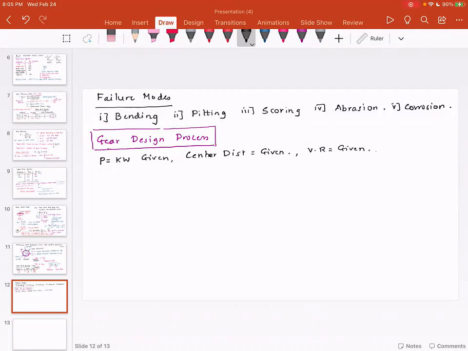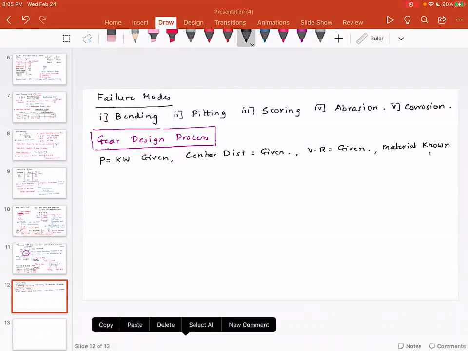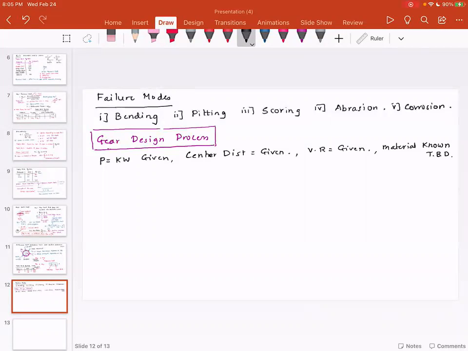Sometimes the material could be given, or the material can be selected. Material known or to be decided, TBD. And again, we will work out 2 or 3 problems with different flavors. But step 1, first and foremost, we need to find out the tangential load.